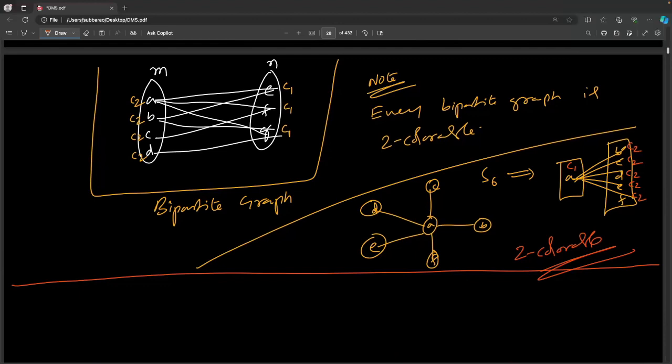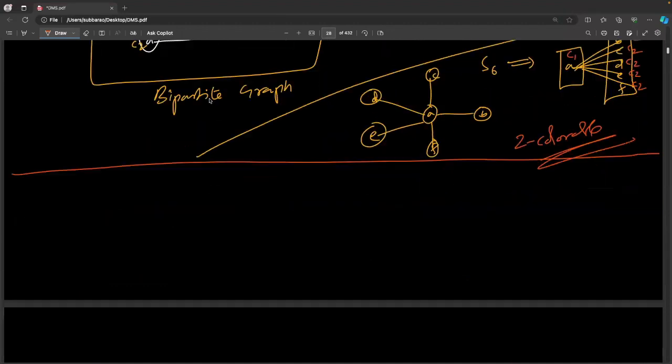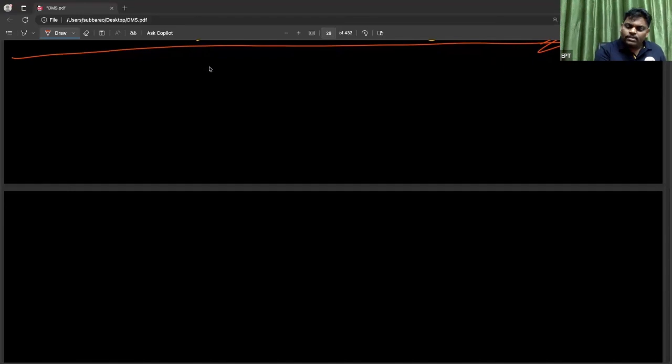Is it fine? Yeah. And one more, let's go to one more small diagram. Can you see this one? 1, 2, 3, 4. Can you help me now?